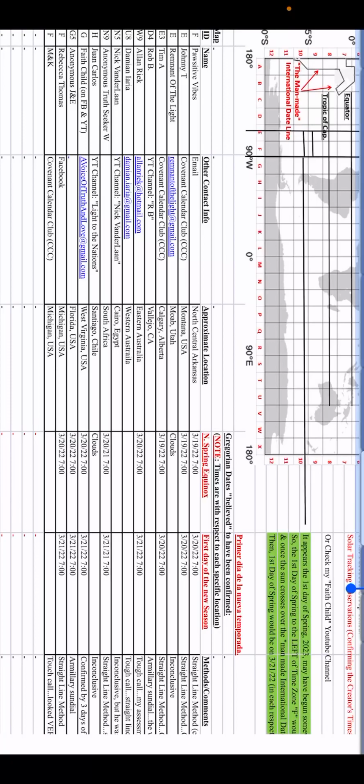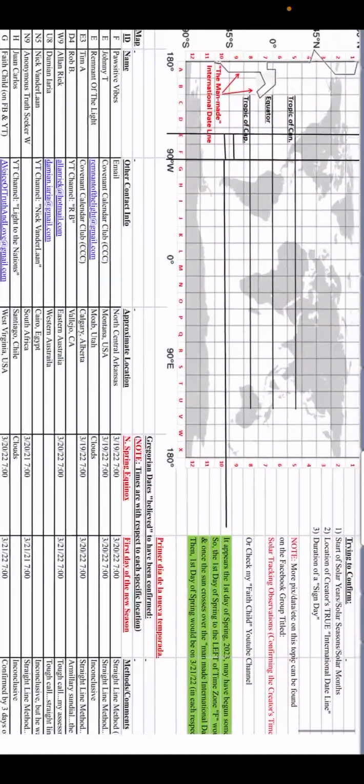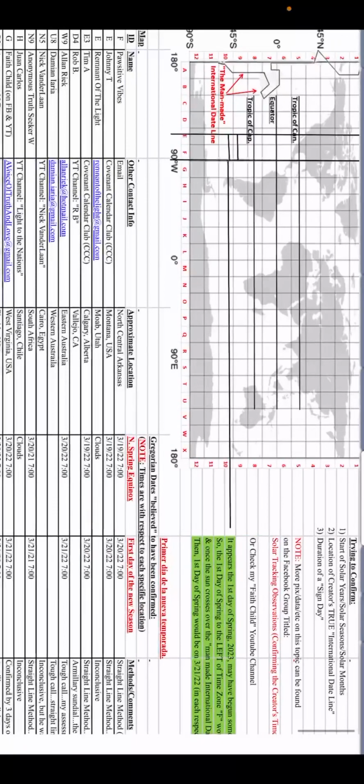The other witness that I have a lot of confidence in, I guess, is the data I collected.